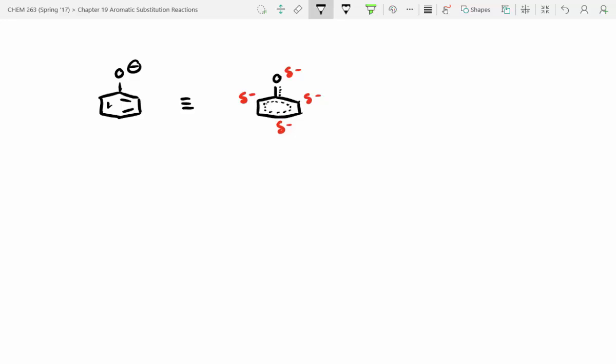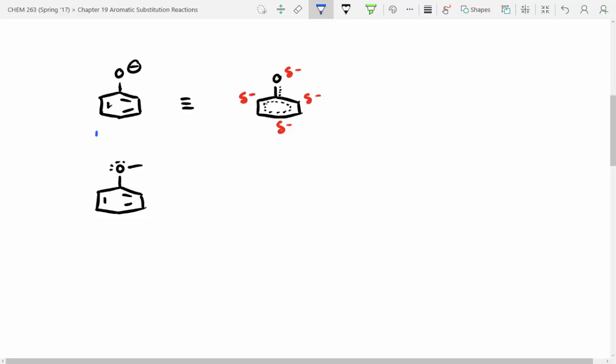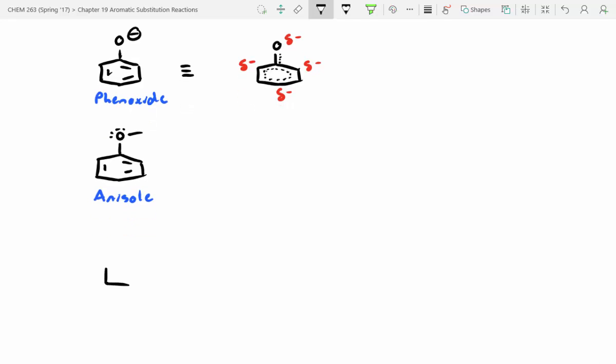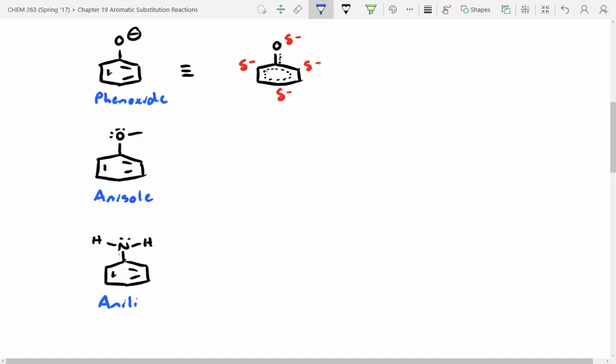Anisole. So anisole is pretty similar. It's got those two lone pairs over here. So phenoxide, anisole. Any others? Aniline? Aniline, exactly. If you look at aniline, the nitrogen that's attached on the ring has a lone pair. This is also a really strong activator. The key thing with all of these is that the atom directly attached to the aromatic ring has a lone pair that can dump electron density in.